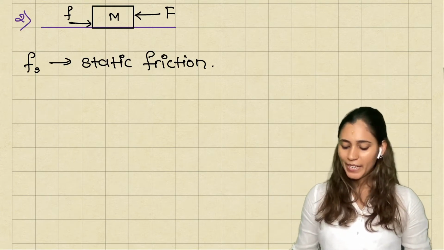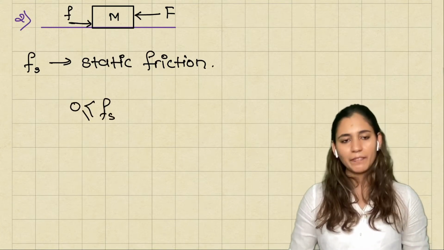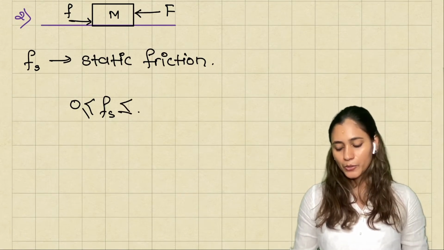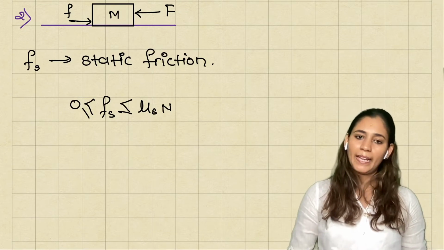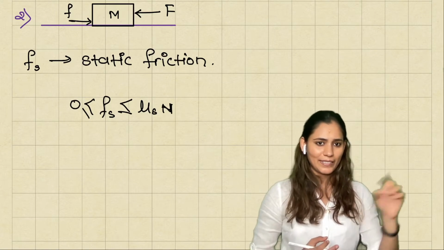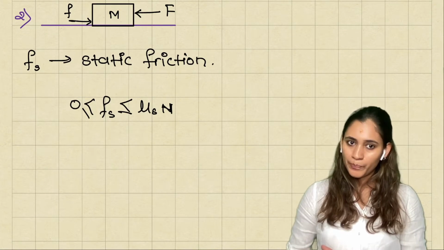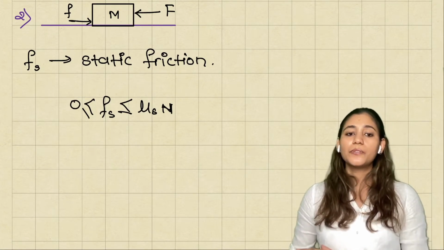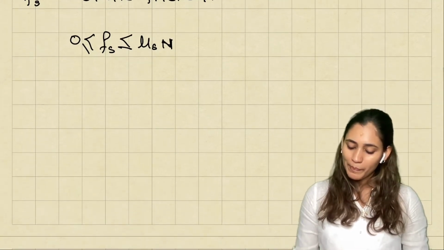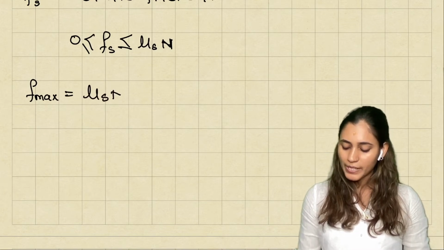Now here simply we can write, let's say this frictional force will have a value greater than or equal to 0 and less than or equal to mu s into N. I'm sorry, in the previous one I said by mistake that it is less than 0. It will be greater than or equal to 0, and less than or equal to the maximum frictional force, which is mu s into N. So simply we can say F max is nothing but mu s into N.